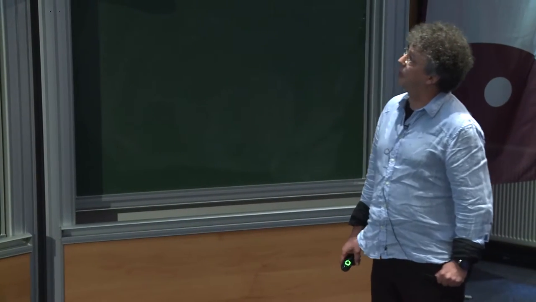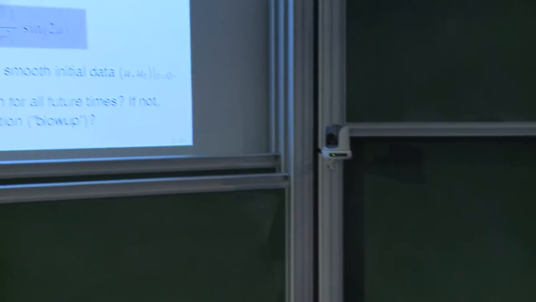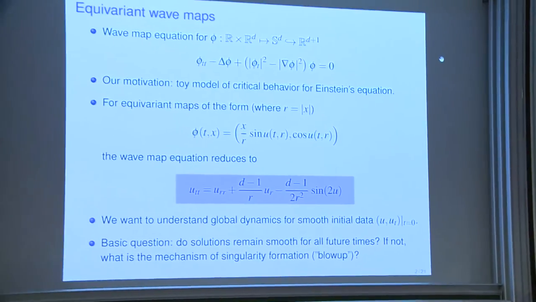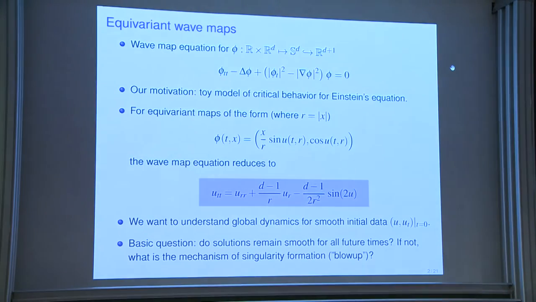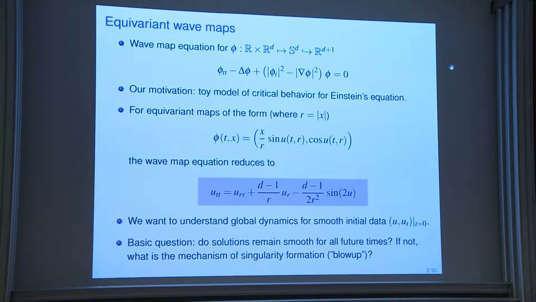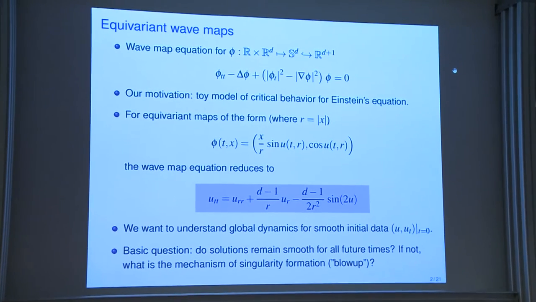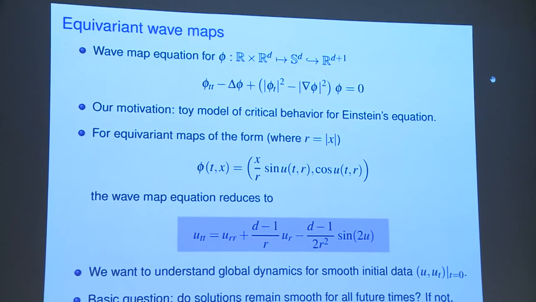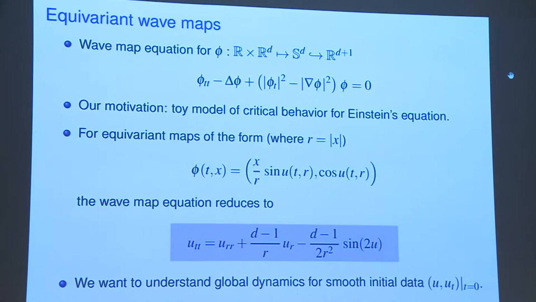So here is the wave map equation for a vector function phi. This is the so-called exterior formulation. The domain of the wave map is Minkowski spacetime in d plus one dimensions. d is the number of spatial dimensions, and the target is the d-dimensional sphere, which we think about as embedded in d plus one dimensional Euclidean space. And this wave map satisfies this semilinear wave equation with gradient nonlinearities.